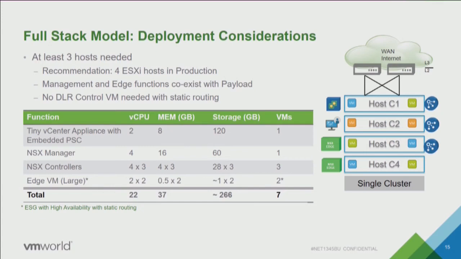Right? And then look at the footprint again. So you have the vCenter appliance with embedded PSC. You can use the tiny one. NSX manager, 3 controllers, and 2 ESG virtual machines. I'm not showing you the DLR control VM here because I'm assuming that this customer is using static routing. When you're using static routing, you do not need to deploy DLR control VMs. So you can actually save 2 virtual machines there if you're really pressed. Okay.